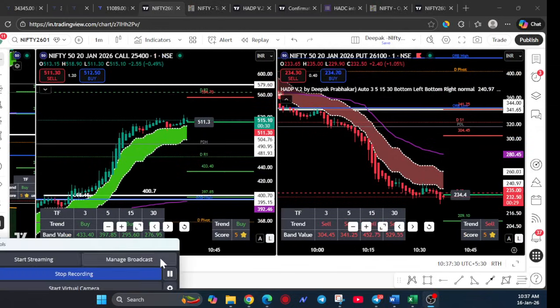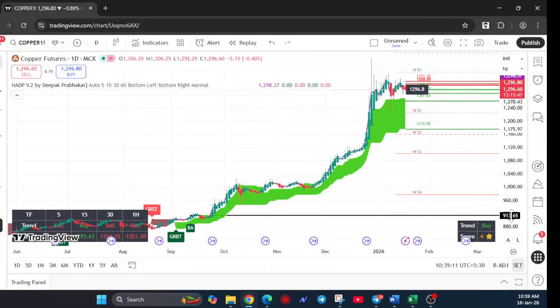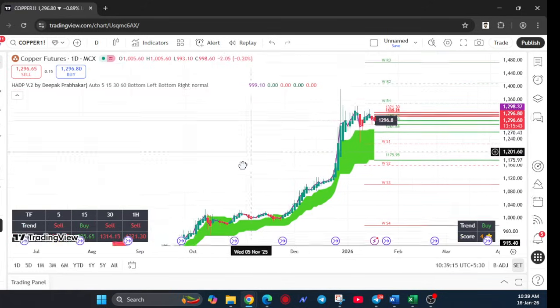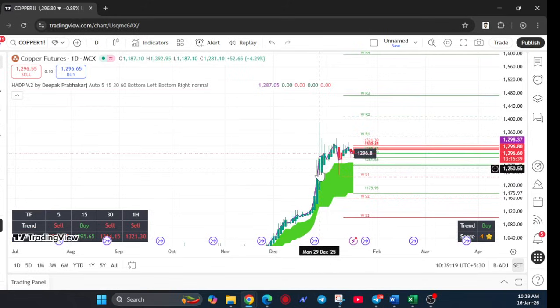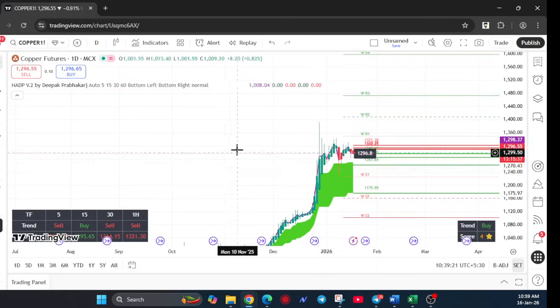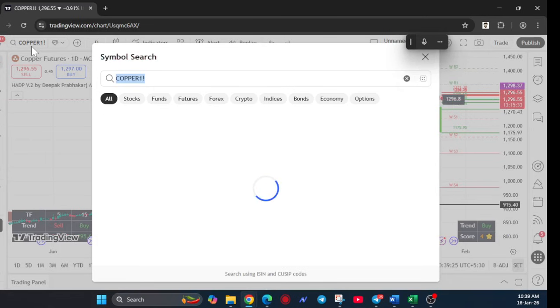Alright, if you go on pause now, we are still consolidating there at 511. Look at copper, 913.65 buy above, and it's at 1296. It has hit 1392. On daily charts, let's look at crude.